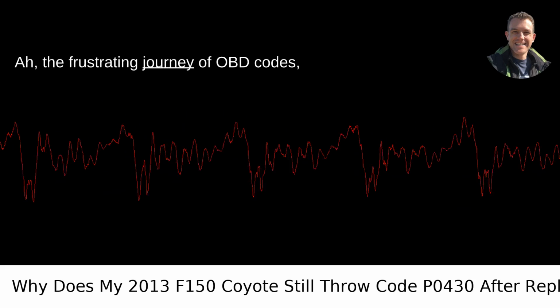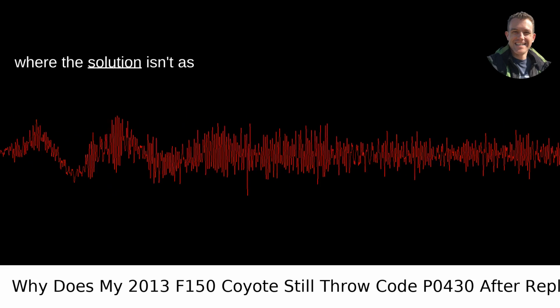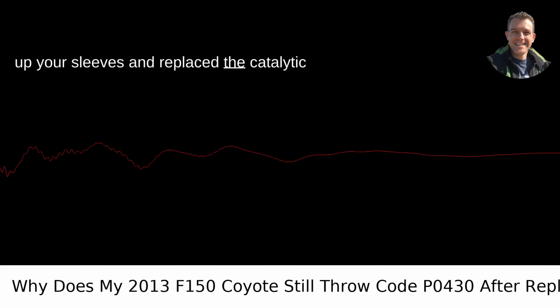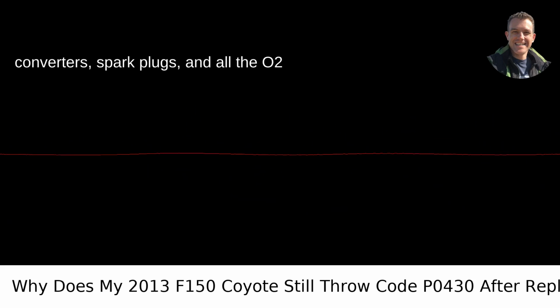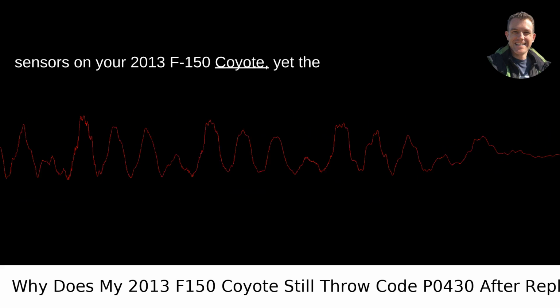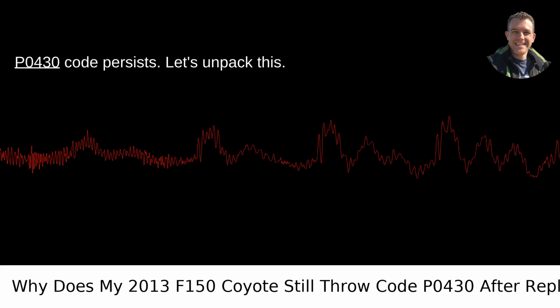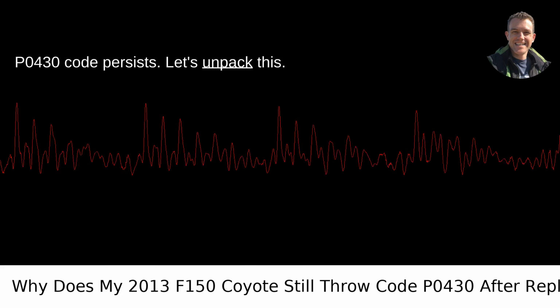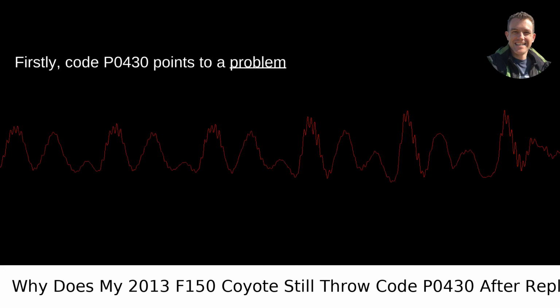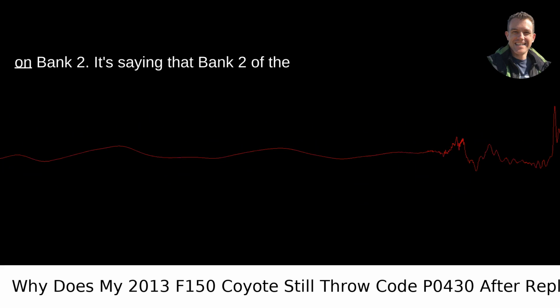The frustrating journey of OBD codes, where the solution isn't as straightforward as it seems. You've rolled up your sleeves and replaced the catalytic converters, spark plugs, and all the O2 sensors on your 2013 F150 Coyote, yet the P0430 code persists. Let's unpack this. Firstly, code P0430 points to a problem with the catalytic converter's efficiency on bank 2.